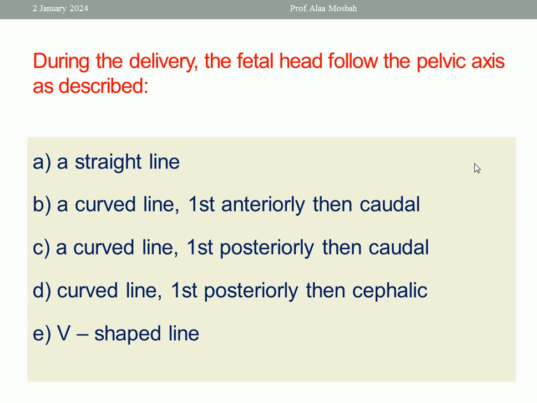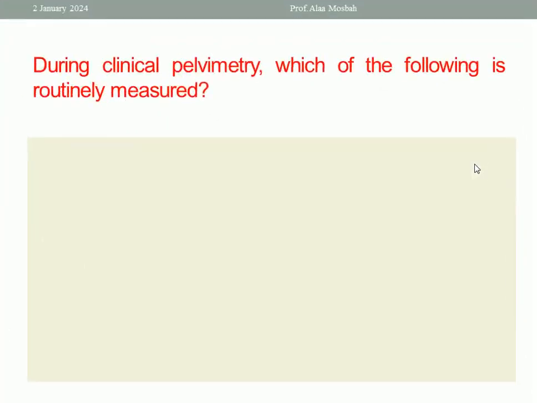As all of us know, the head descends downward and backward, then changes its direction at the level of the ischial spine, downward and forward. So the one best response here is C. Curved line, first posteriorly, then caudal. Okay, go to the next.